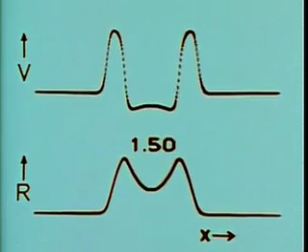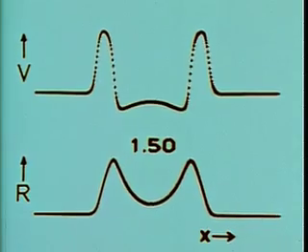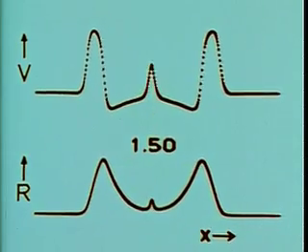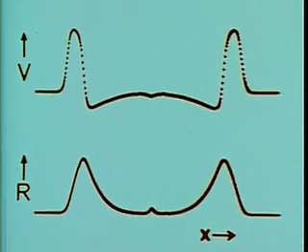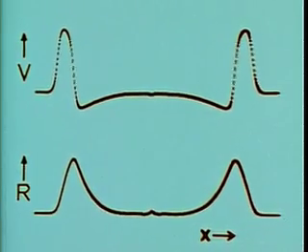A somewhat weaker second stimulus, which is still above the normal threshold, may fail to excite the membrane. Until the R wave disappears completely, the membrane is said to be in its relative refractory phase.